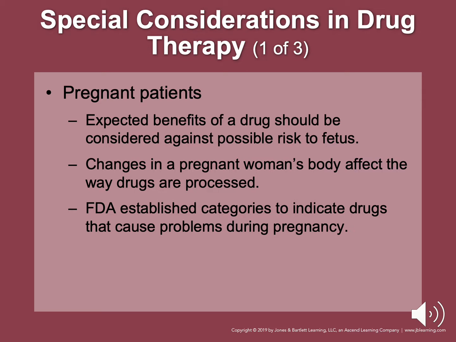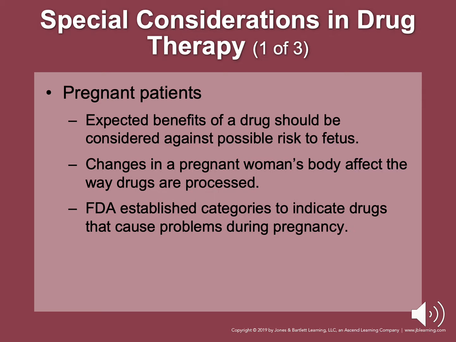The FDA has established a scale of categories A, B, C, and D, and X to indicate drugs that have documented problems in animals and or humans during pregnancy. So, there's a table in your book with pregnancy categories for both classification systems. So when in doubt, contact your medical control for further guidance. Be cautious when you're giving drugs to pregnant patients. Make sure that if you're not sure, you call medical control and get some advisement from them also.